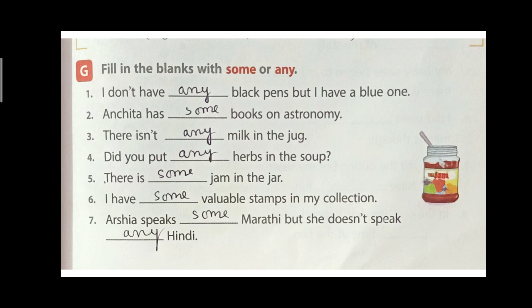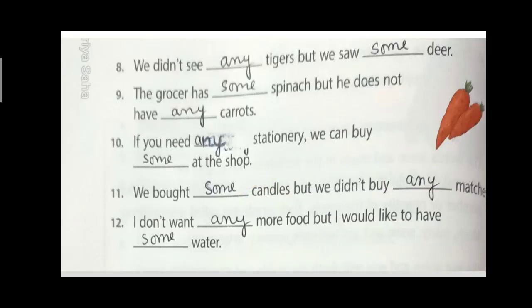Number 5, there is some jam in the jar. Number 6, I have some valuable stamps in my collection. Number 7, Arshia speaks some Marathi but she doesn't speak any Hindi. Number 8, we didn't see any tigers but we saw some deer. Number 9, the grocer has some spinach but he doesn't have any carrot. Number 10, if you need any stationery we can buy some at the shop. Number 11, we bought some candles but we didn't buy any matches. Number 12, I don't want any more food but I would like to have some water.